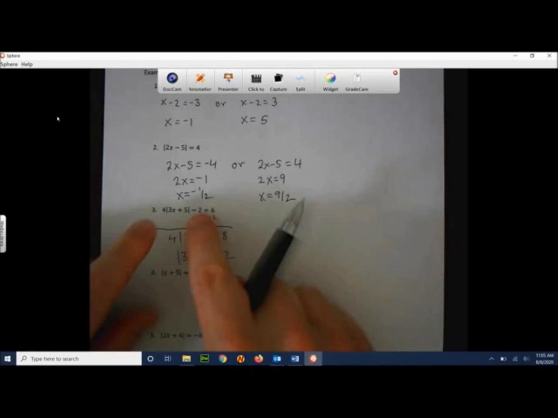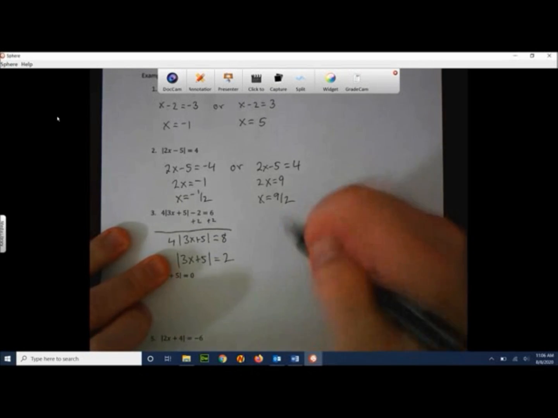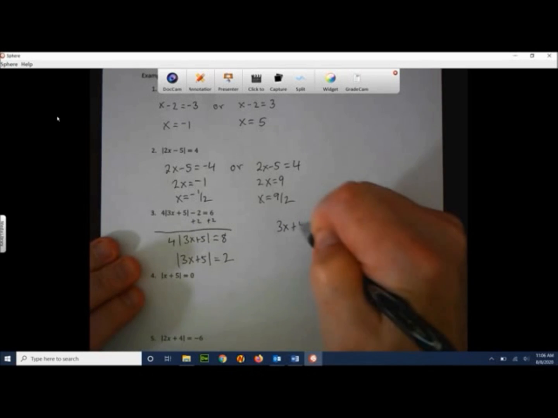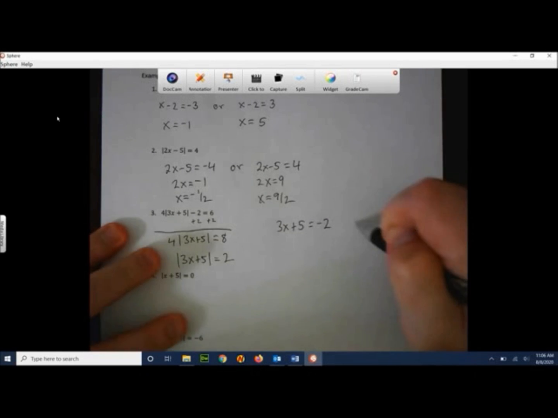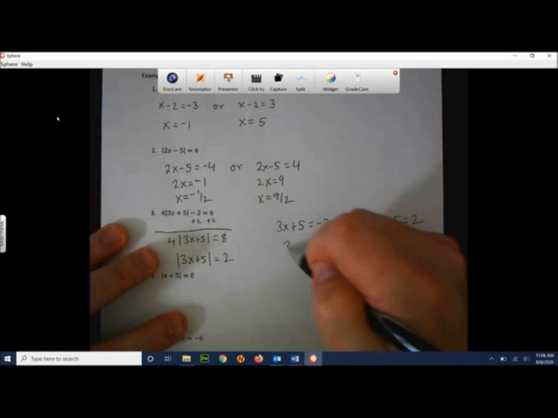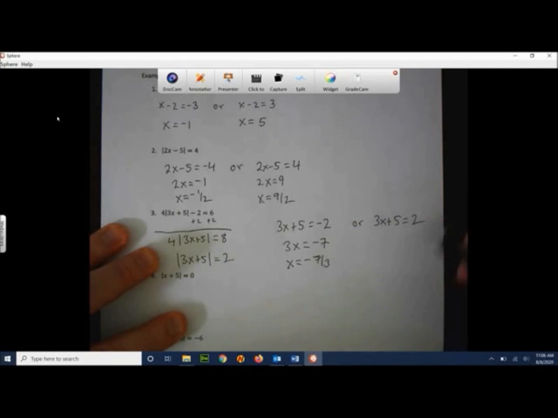If you have numbers on the outside, you need to get rid of those numbers. You need to get the absolute value thing all by itself first. Once you have the absolute value all by itself, then you write the two equations. We could have 3x plus 5 equals negative 2, or 3x plus 5 equals 2. And we just go ahead and we solve both of those. So we subtract 5, 3x equals negative 7. So x is negative 7/3. And same thing here, we subtract 5, 3x is negative 3. And when we divide, we get x equals negative 1.